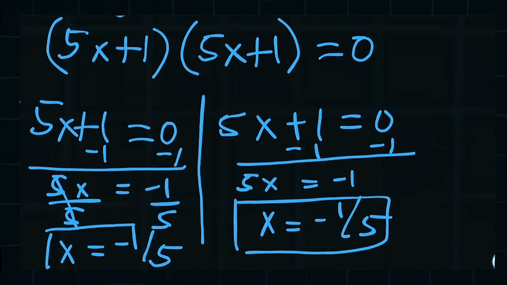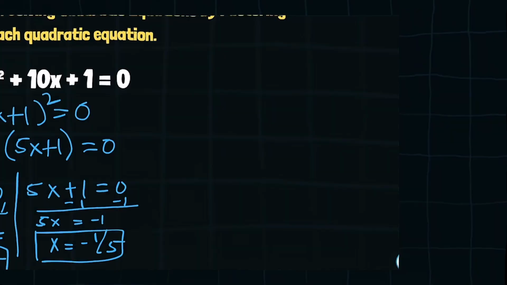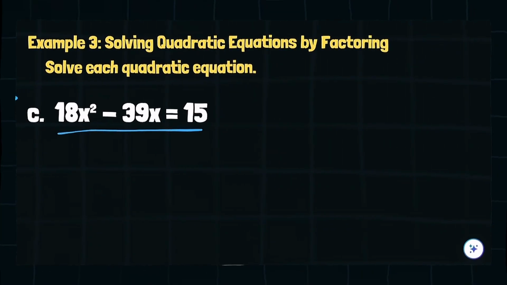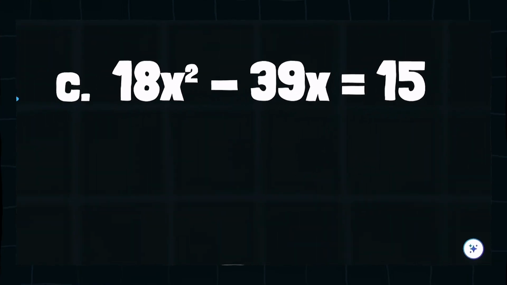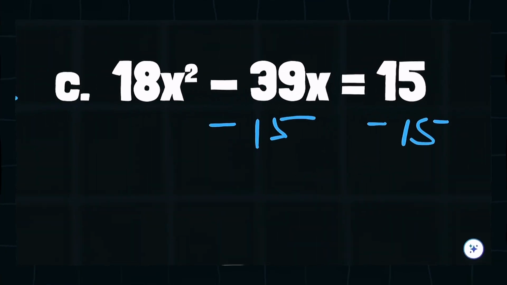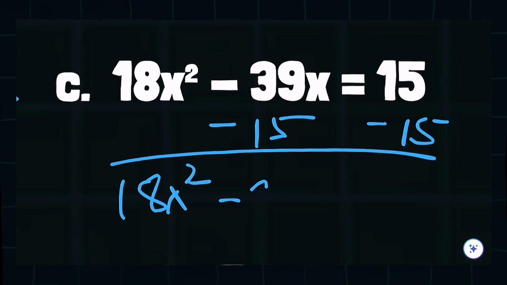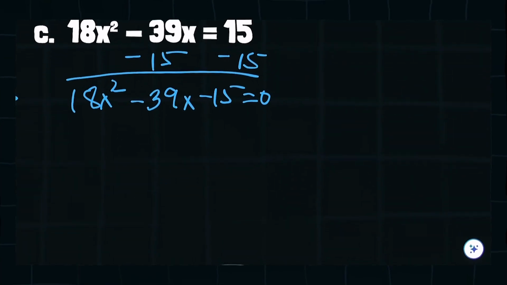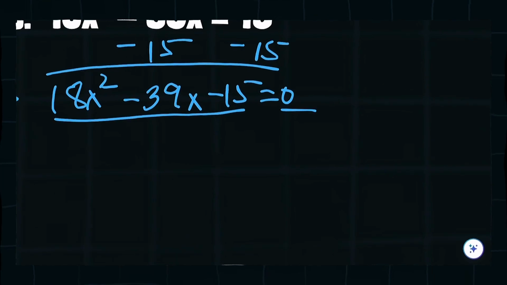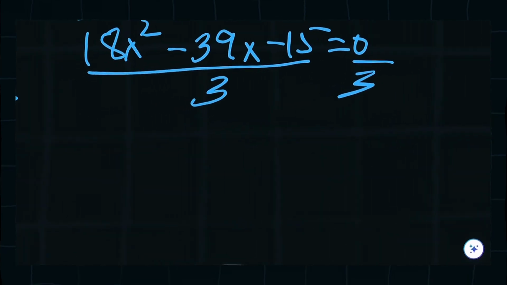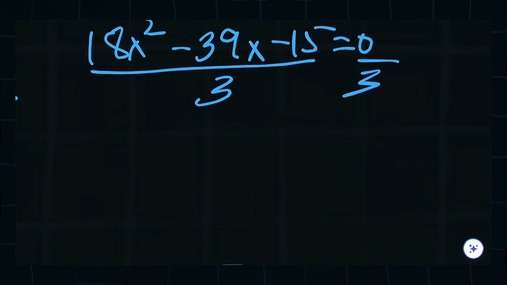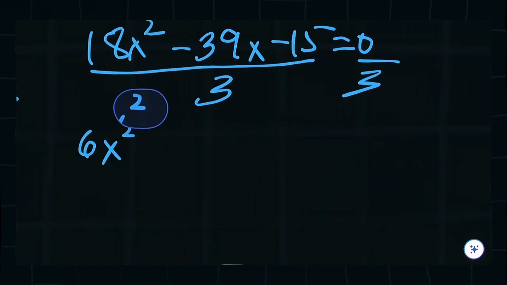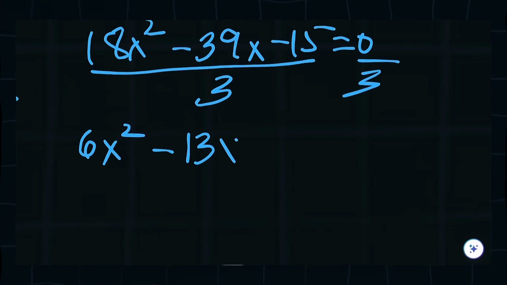There you have it. As we continue with our third example, we have the given 18x squared minus 39x equals 15. First, we have to subtract 15 from both sides, and it will become 18x squared minus 39x minus 15 equals 0. If there is a possibility that we can reduce the three terms, we can do that as well. Let's try to divide the equation by 3. If the answer is a whole number, then we don't have a problem with that. Doing it, we are left with 6x squared minus 13x minus 5 equals 0.